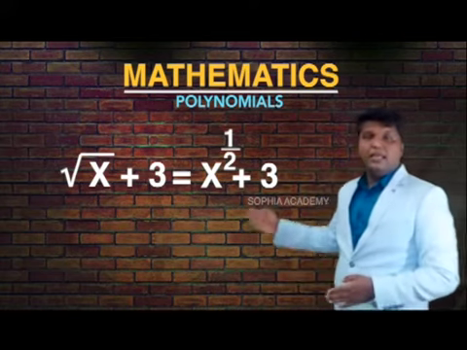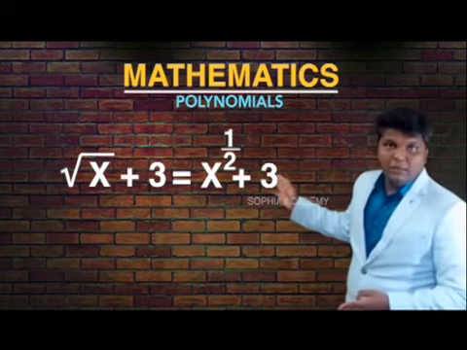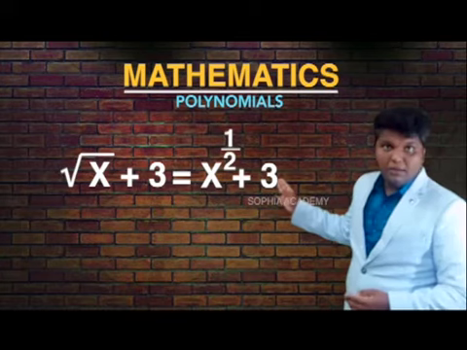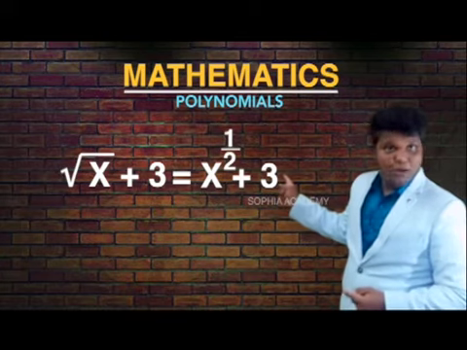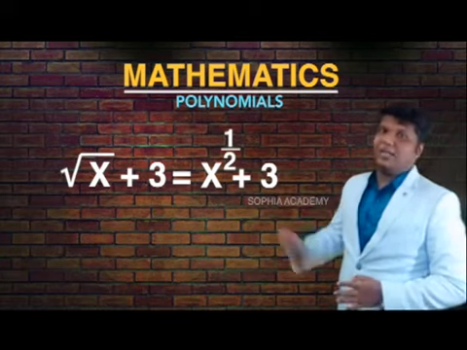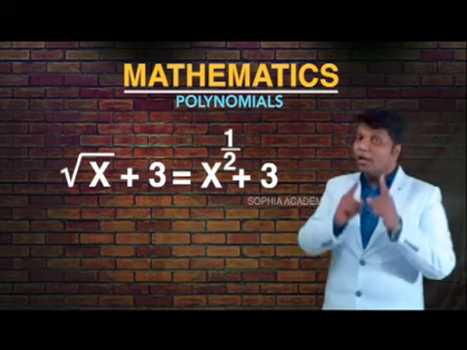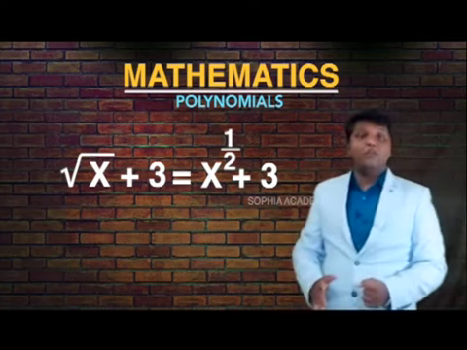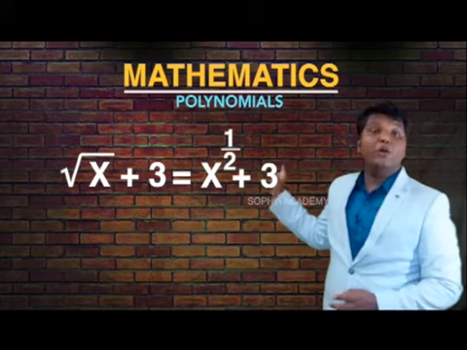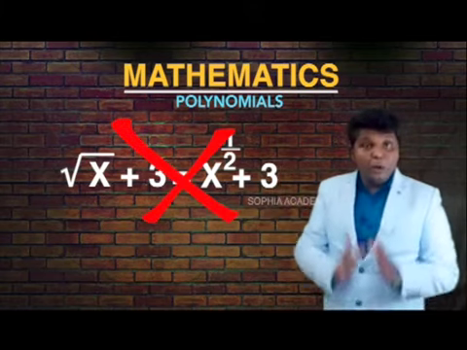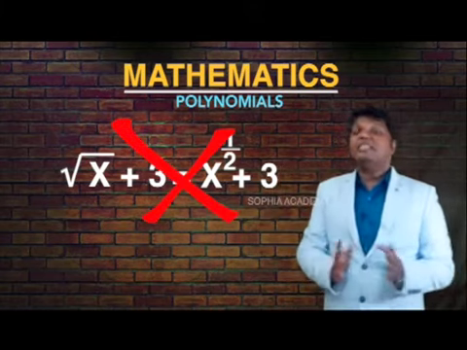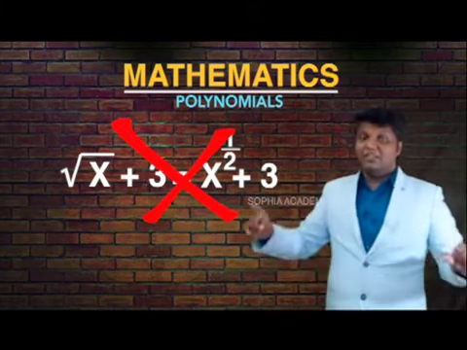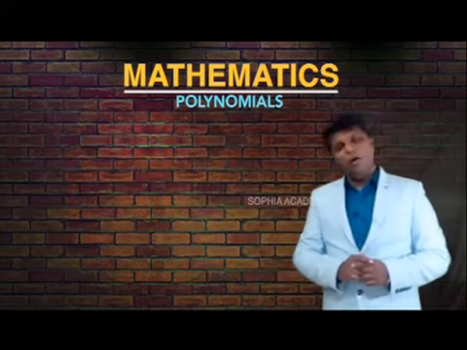So here you can see the power of the first variable. Is it a whole number? No. Then what is it? It's a fractional number. So I told you, if it is not a whole number, neglect it. It will never come under the category of polynomial. So we can say this is not a polynomial. So in this way, we can understand whether the given statement is a polynomial or not.